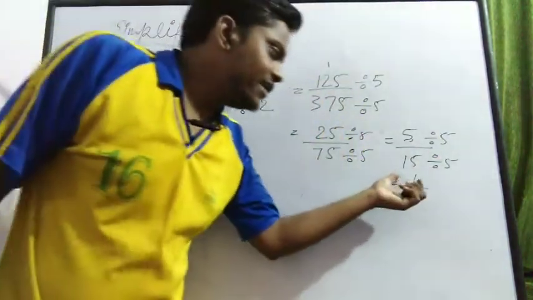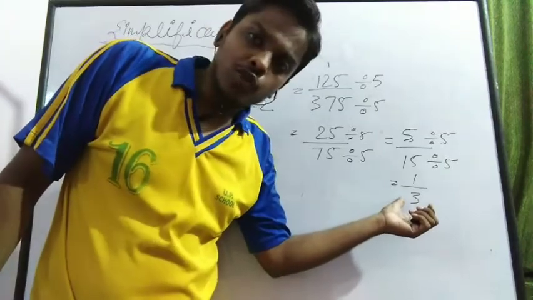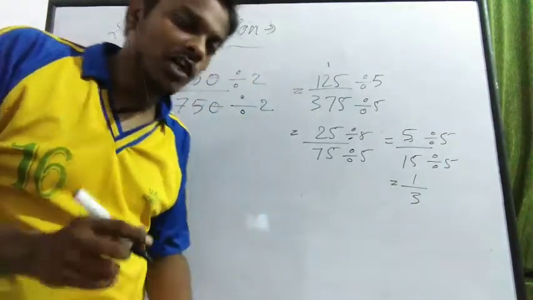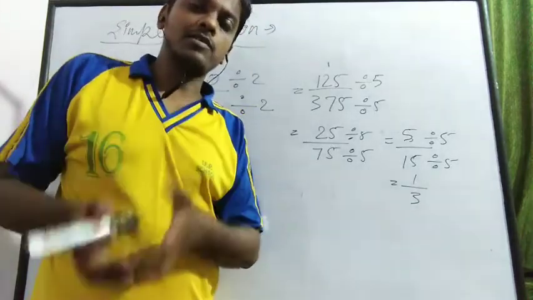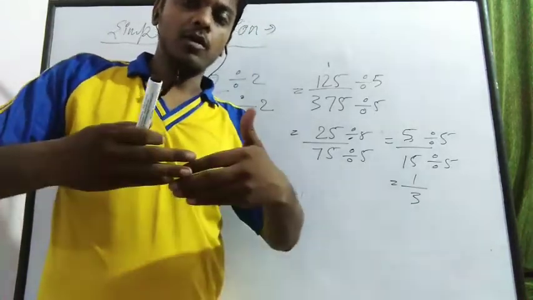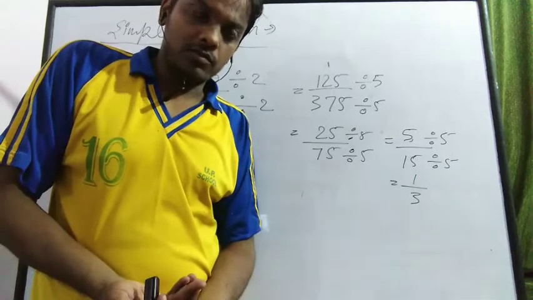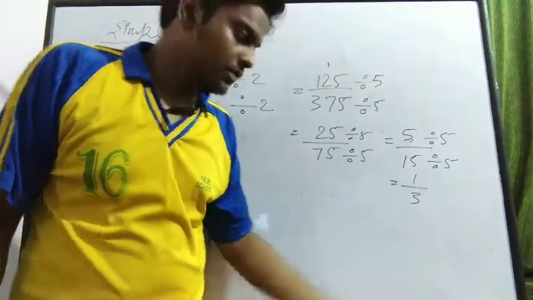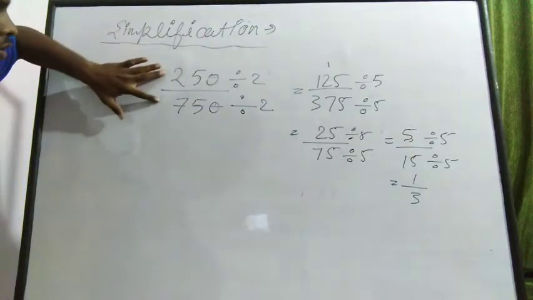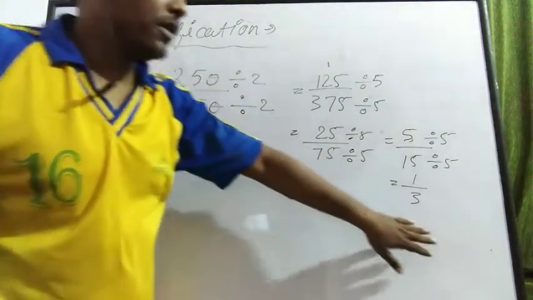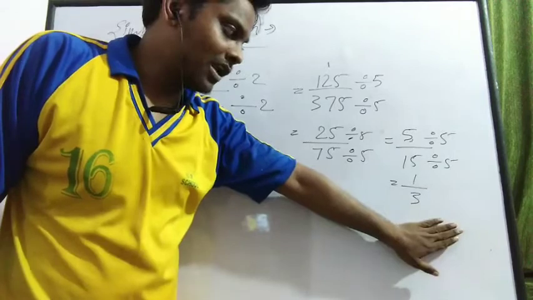Now, 1 is not divisible further and 3 is prime. Prime numbers are those numbers which are not divisible by any other number except itself. हम वो खुद ही को काट देते हैं, ठीक है, 1 upon 3. So 1 upon 3 is the simplified form of 250 upon 750. This is the last one.